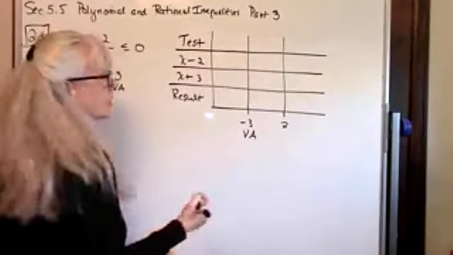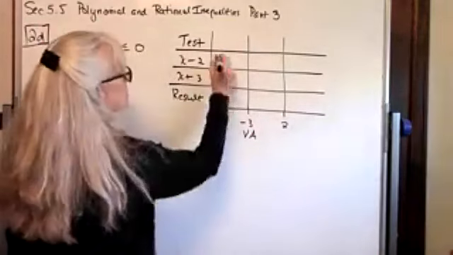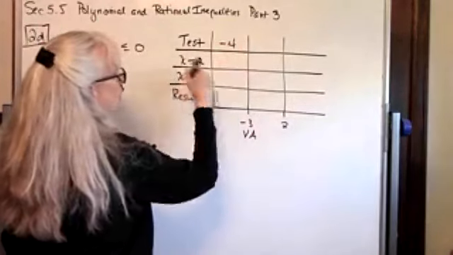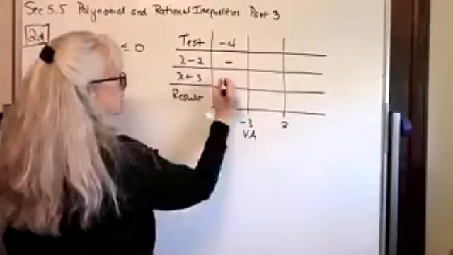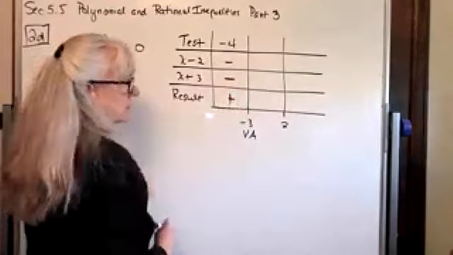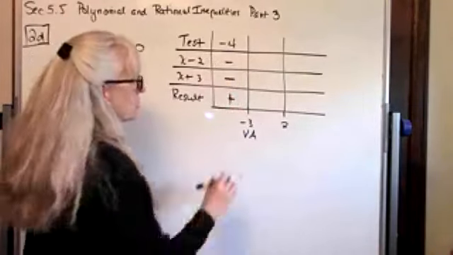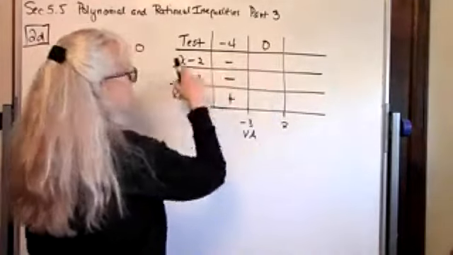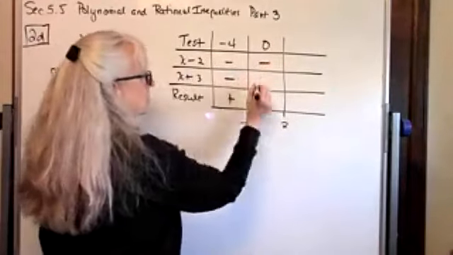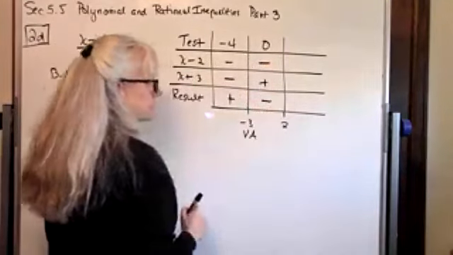So, okay, same thing as before. Find a number in that region, and then test it. So we're going to use -4. -4 minus 2 is a negative. -4 plus 3 is a negative. This time, a negative divided by a negative is a positive. So I did change the terminology on how I get my result. Between -3 and 2 is a 0. 0 minus 2 is negative. 0 plus 3 is positive. A negative divided by a positive is a negative.